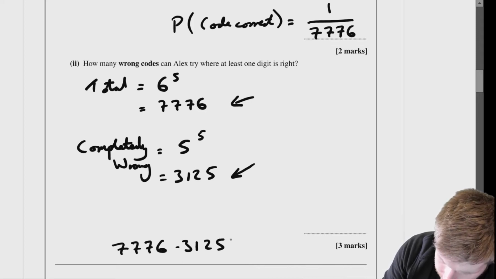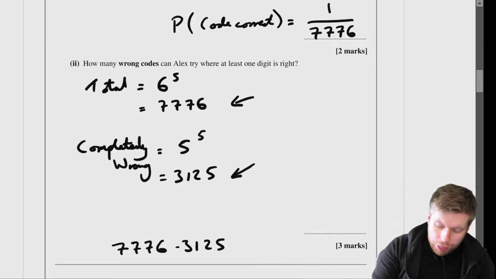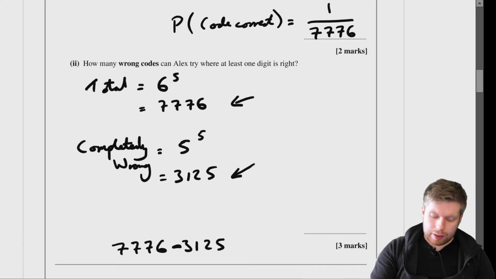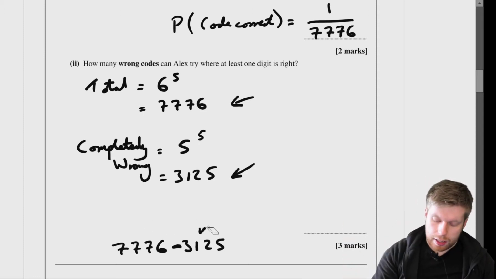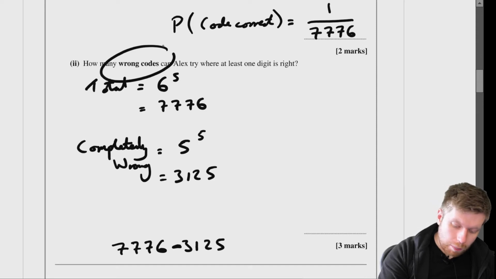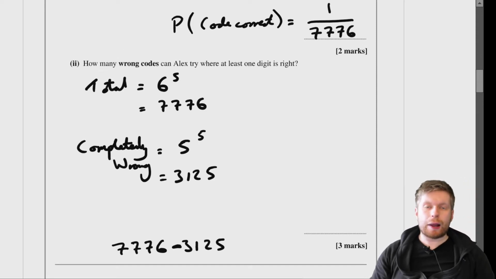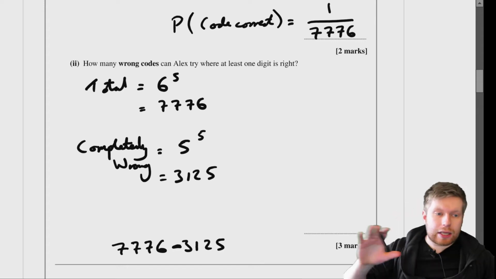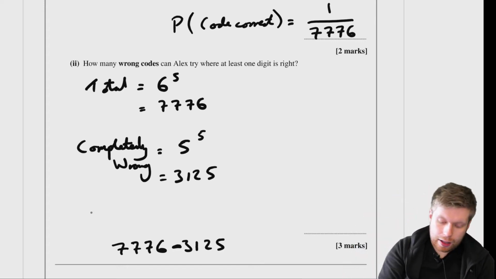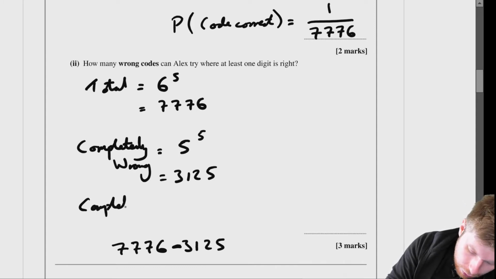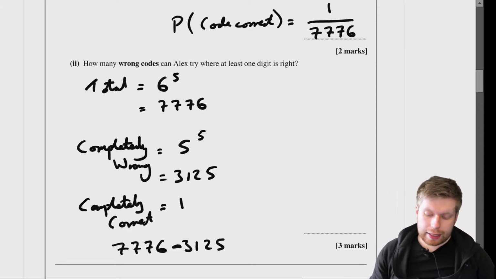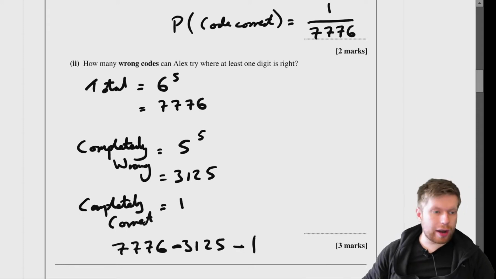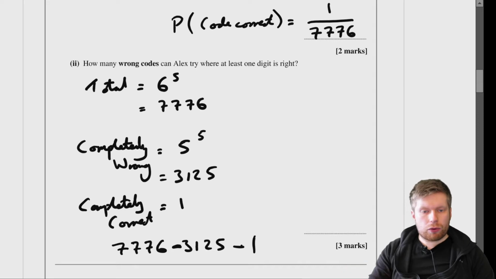Take away 3,125. However, there's also one other event here that I need to take away. This is the total number of codes where no digits are correct. But if you think about it, I also need the number of wrong codes. So I'm asking for wrong codes here. There's one code here which is completely correct. I don't want that counted in here. So the number of completely correct codes is equal to 1. There's only one completely correct code. And considering that I want a wrong code with at least one digit correct, I need to take that one code away from here, and then I will be left with the number of codes which I'm after.